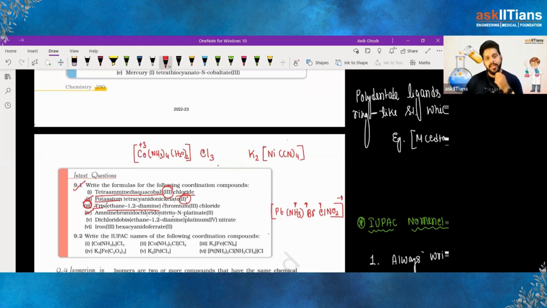So tris ethylene diamine chromium, that means chromium is there, 3 times ethylene diamine, and then you have chloride. How many? See, chromium is in +3 oxidation state as they have mentioned. So ethylene diamines are 0. So overall charge on the complex is +3 then. So chloride is needed as 3. Like this, that's how we do these compounds, guys.